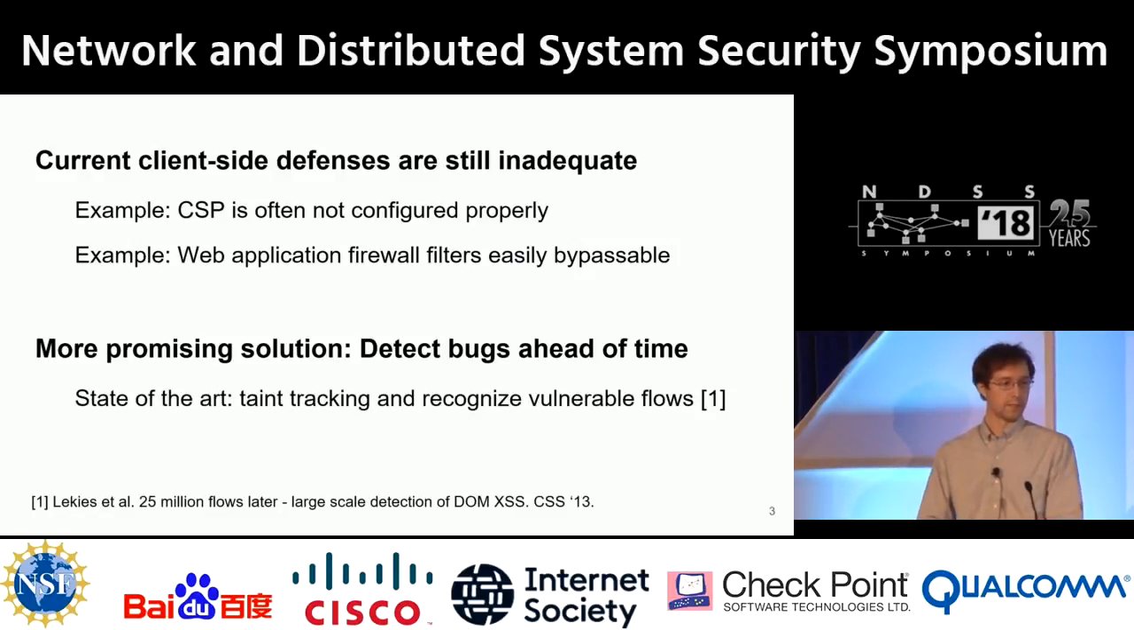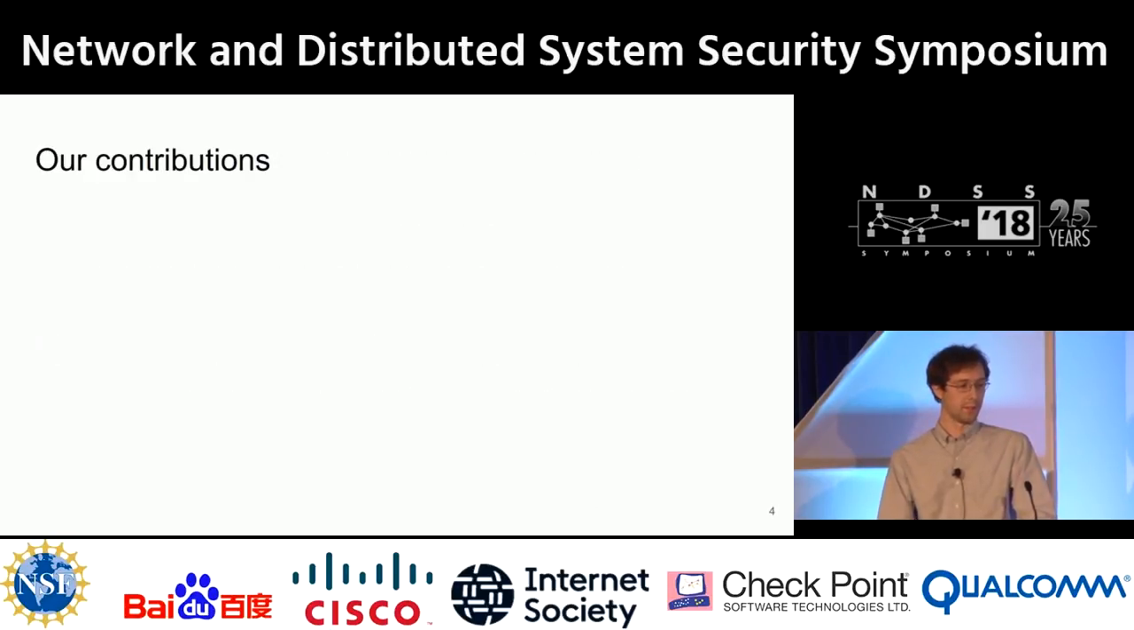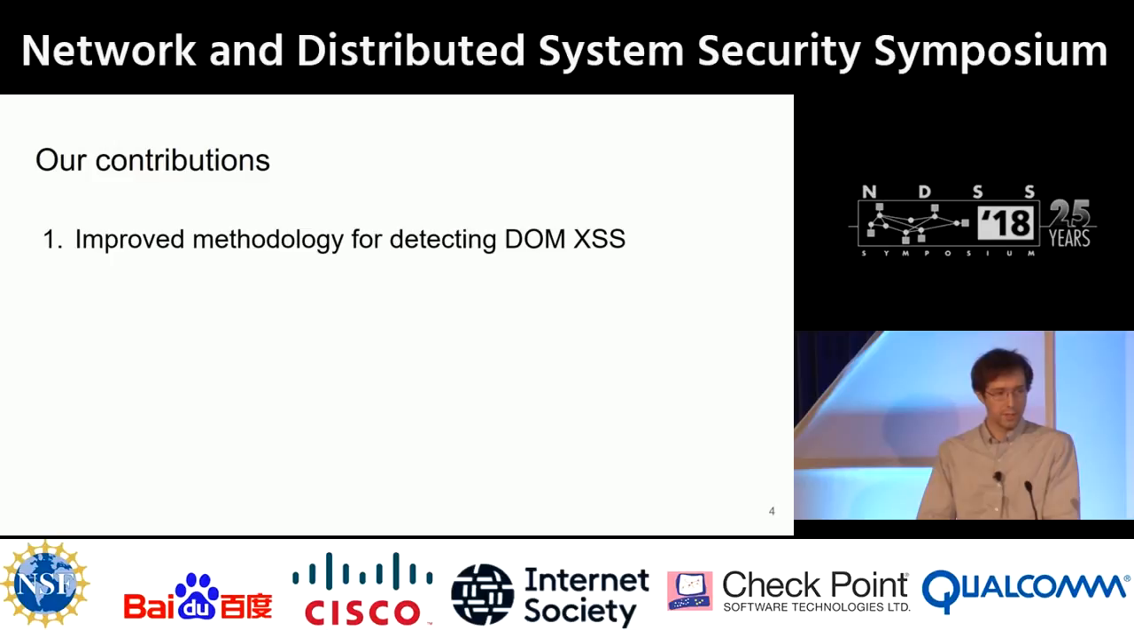The state of the art for this is using taint tracking to recognize vulnerable flows of attacker controlled information to these sensitive functions that are capable of executing code. In this work, we firstly improved the methodology for recognizing vulnerable flows using taint tracking. Taint tracking can tell you where a potentially vulnerable flow is, but for a variety of reasons, it may not actually be vulnerable to an attack. So it's important to recognize actually vulnerable flows, because programmers could sanitize the input arbitrarily.